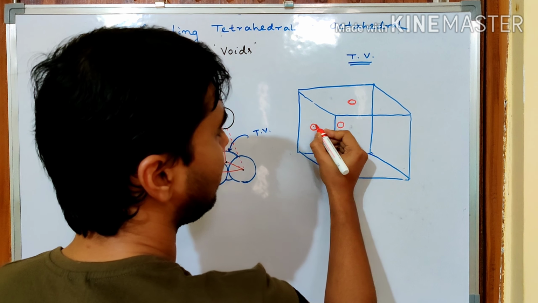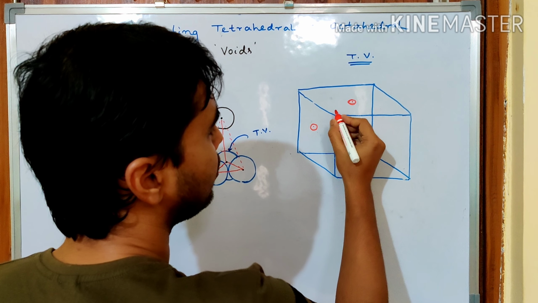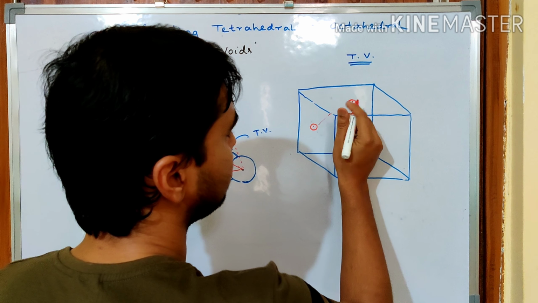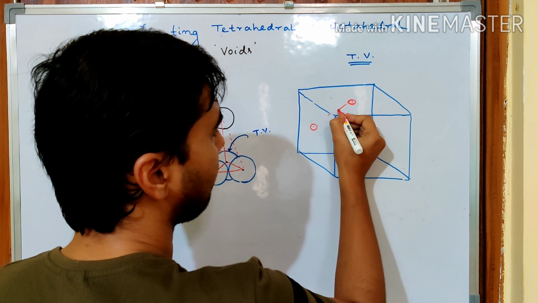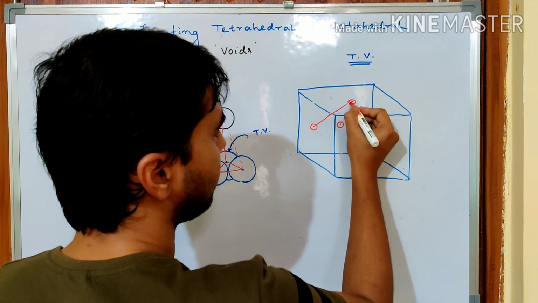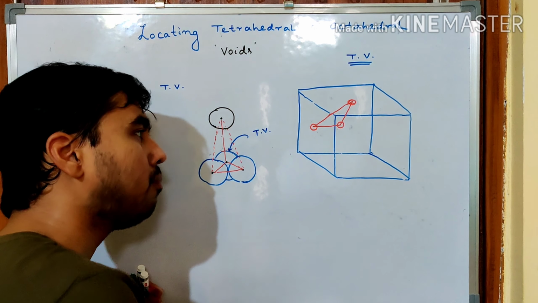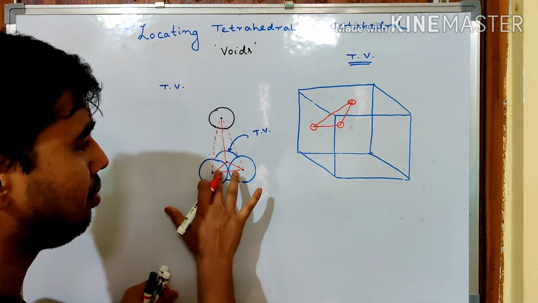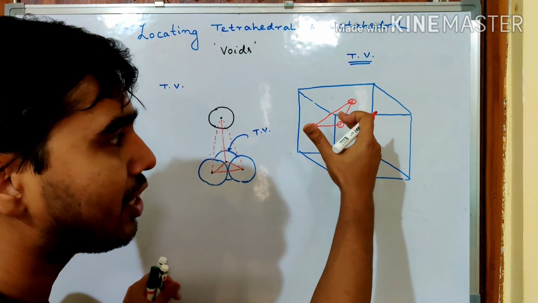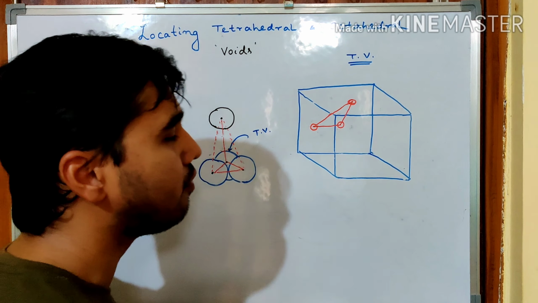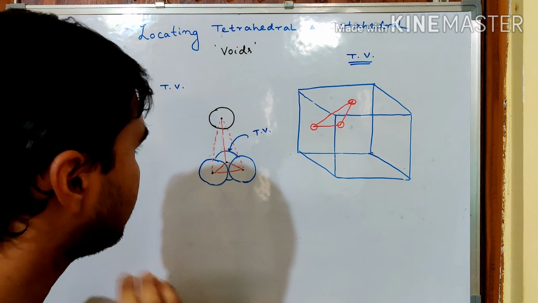And with a similar technique, if I join their centers, I'm trying to make it clear. If I join their centers, they will form a triangle like this, similar to that. These 3 are actually connected, a close packed structure, but I cannot draw it like that, it will become very clumsy. So I have drawn it like this.